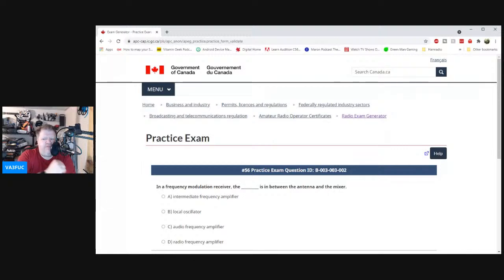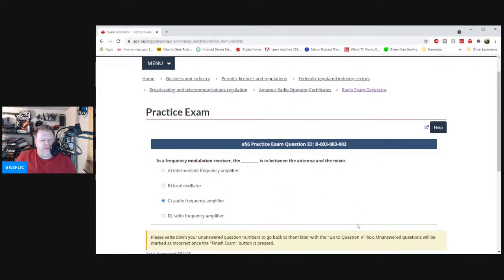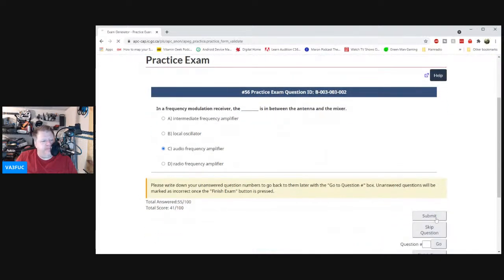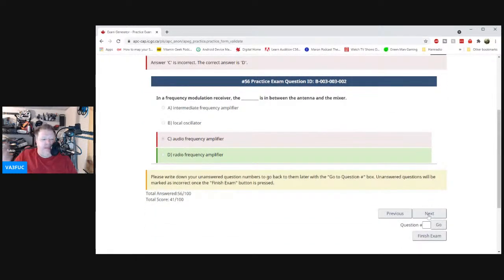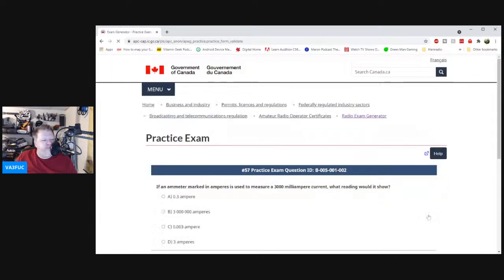So receiver. So it's receiving signals. It's not sending signals. I'm going to say the amplifier. But I could be wrong. It could be the oscillator. Radio frequency amplifier. That's what they were looking for. Okay. I was close. It was an amplifier. But next time I see that again, I'm going to remember radio, not audio. Radio.